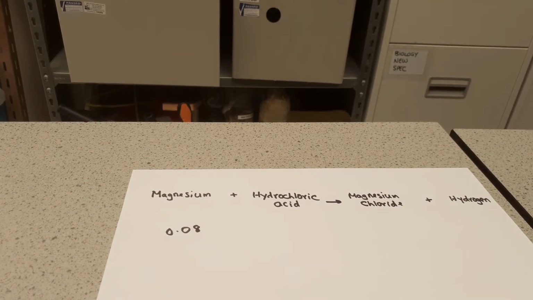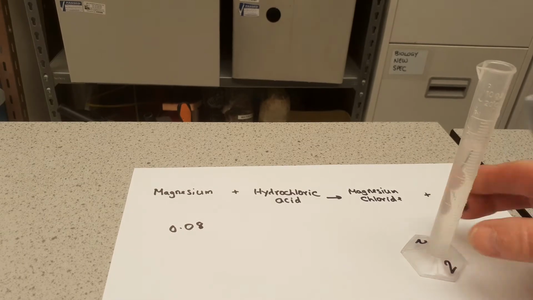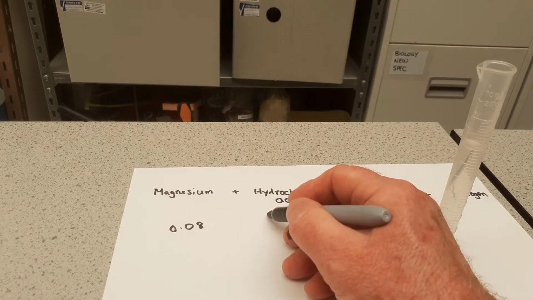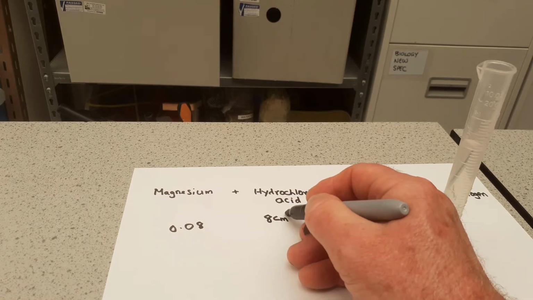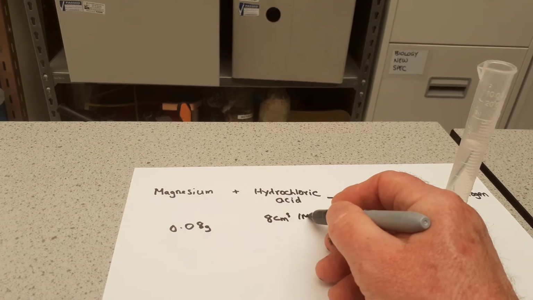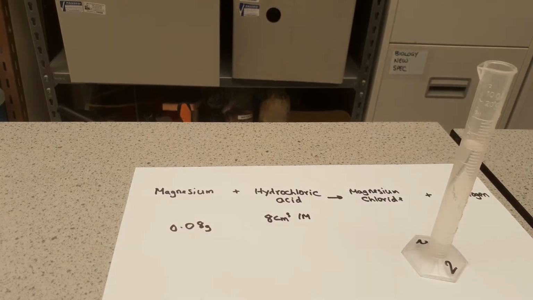I've measured out our hydrochloric acid. Now hydrochloric acid, I'm going to use 8 centimetre cube of 1 molar hydrochloric acid, and we will measure our volume of the gas produced.